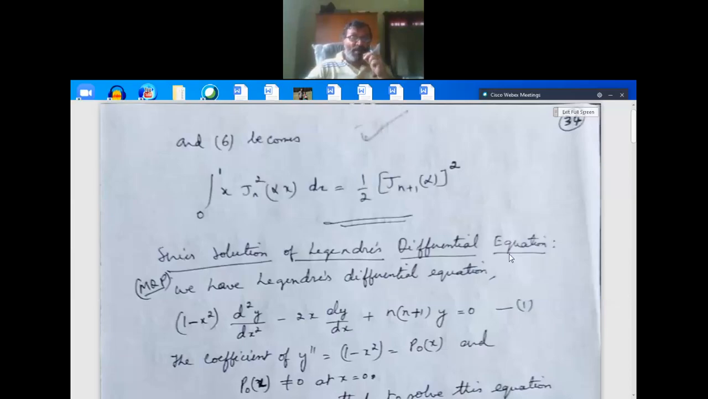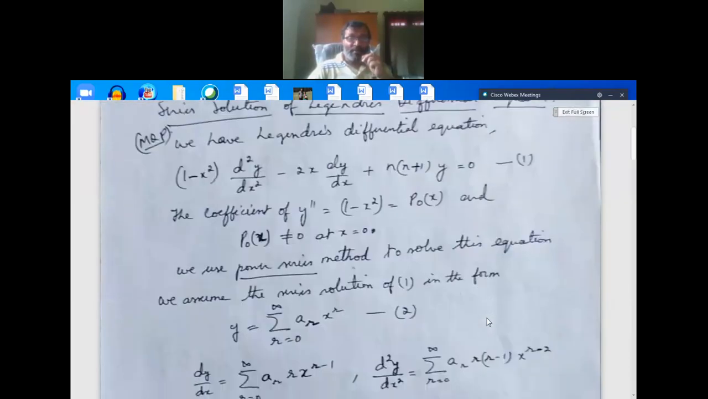Now we have Legendre's differential equation, which you have to learn by heart: (1 minus x squared) d squared y by dx squared minus 2x dy by dx plus n into (n plus 1) y equals 0. Clearly p0 of x, the coefficient of y double dash, is 1 minus x squared, and p0 of 0 is not equal to 0 at x equals 0, so it has a power series solution. We take y equals the sum from r equals 0 to infinity of a_r x to the power r, as equation 2, as the solution of this.